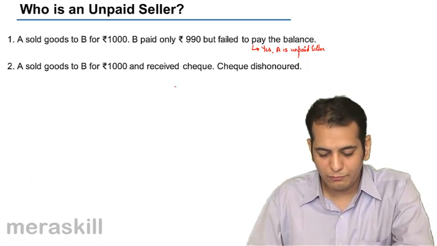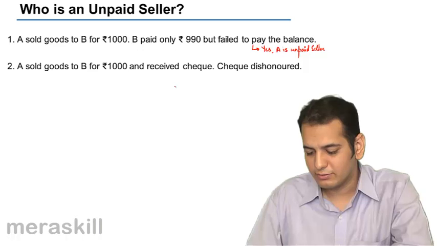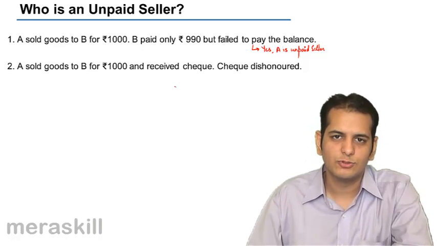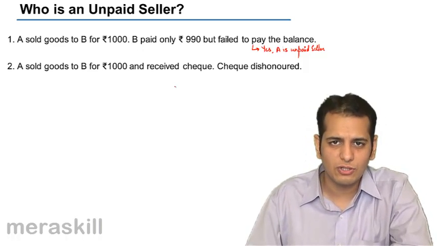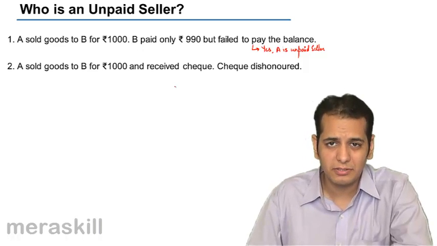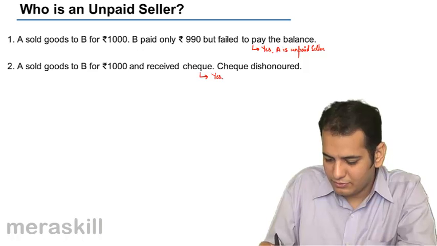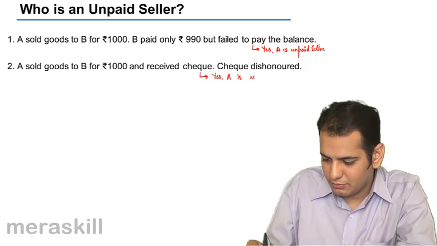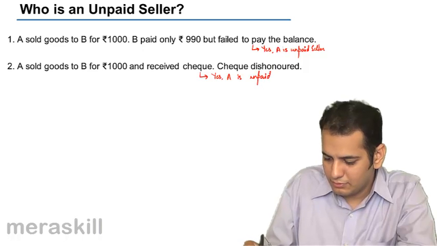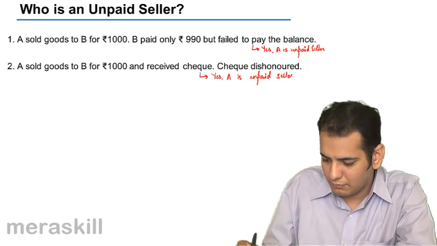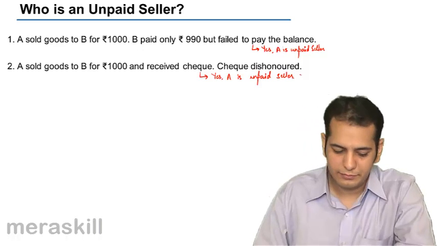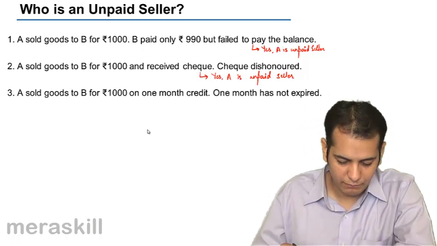A sold goods to B for rupees 1000 and received a check. The check got dishonored. This is very simple. The check got dishonored, that means he did not receive the payment. So we'll again say yes, A is an unpaid seller.